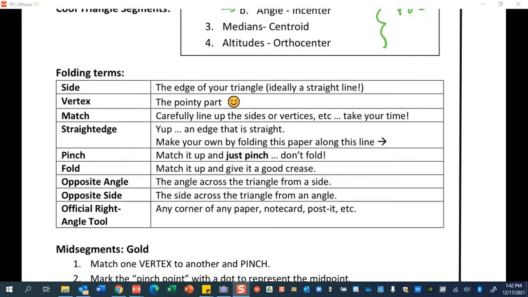When we talk about an opposite angle and an opposite side, that is going to be the side or angle that is across the triangle from the other. So we have angles opposite sides and sides opposite angles. Would you please all put your finger on one of your vertices of your gold triangle? And would you please trace it across the triangle to the opposite side? So sides are opposite angles, angles are opposite sides. Make sense? So everybody say thank you.